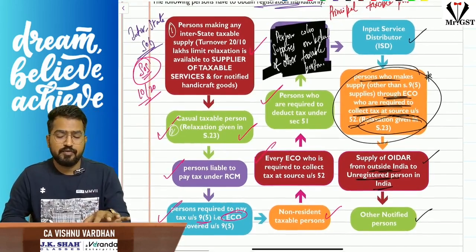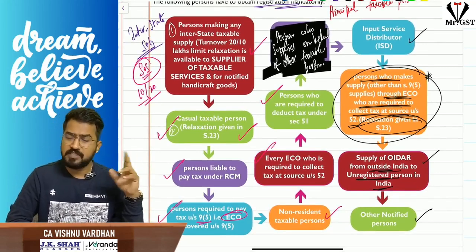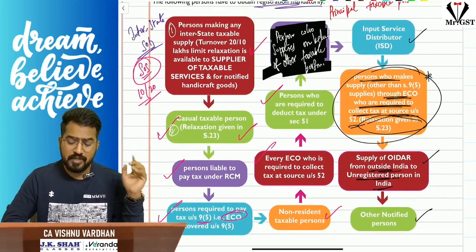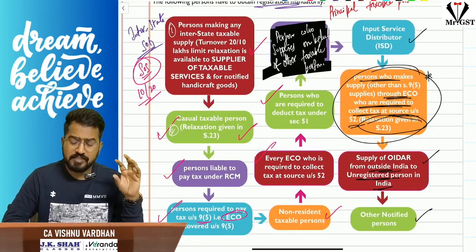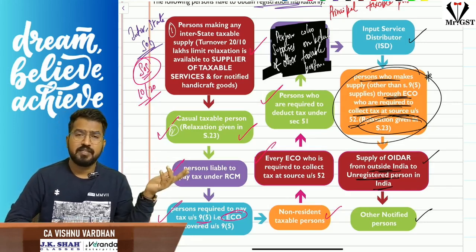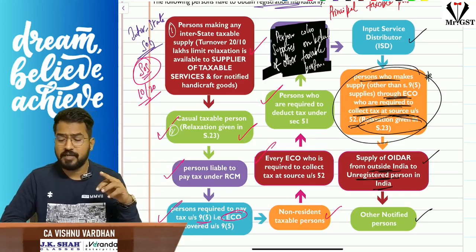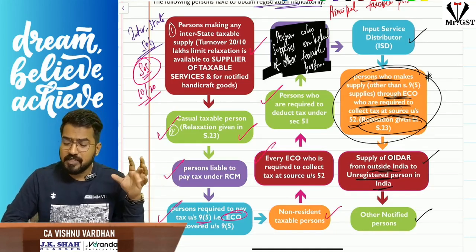See, section 24 says who are definitely liable for GST registration: interstate supply of goods, casual taxable person, but both of them enjoy a relaxation. Persons who are liable to pay tax under RCM and e-commerce operators covered under section 9 subsection 5. Next, non-resident taxable person, those supposed to follow sections 51, 52, any agent of a taxable person, input service distributor, and anybody making supplies through an e-commerce operator.